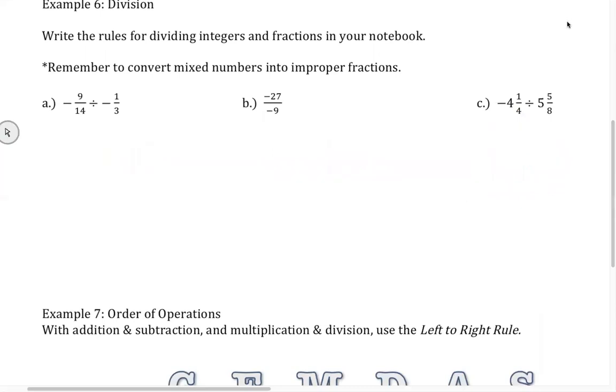Now, with division, we have to deal with this big word. It starts with an R, rhymes with reciprocal. What am I thinking, Ed? What word am I thinking? Starts with an R, rhymes with reciprocal. So we got to deal with reciprocals. Reciprocals are pretty easy. You just flip the fraction. So A is -9/14 times. When we divide, we're going to multiply by this reciprocal.